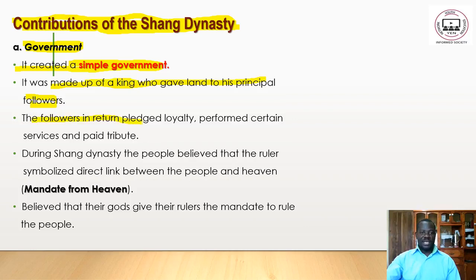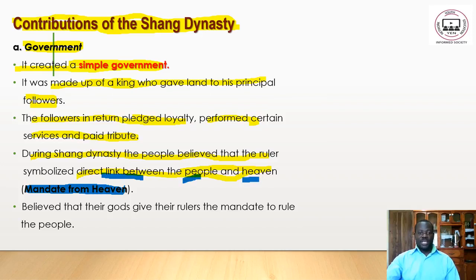The followers, in return, pledged to be loyal, performed certain services and paid tribute to the king. During the Shang dynasty, the people believed that the ruler symbolized the direct link between the people and heaven, and that was called the mandate from heaven. It was a direct link between the people and heaven. Hence, it was called the mandate from heaven.